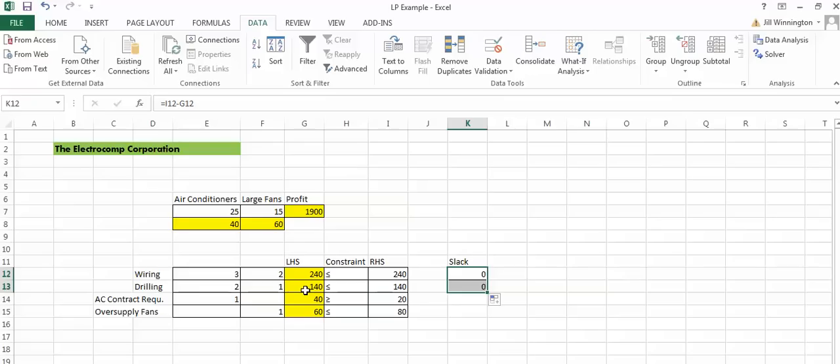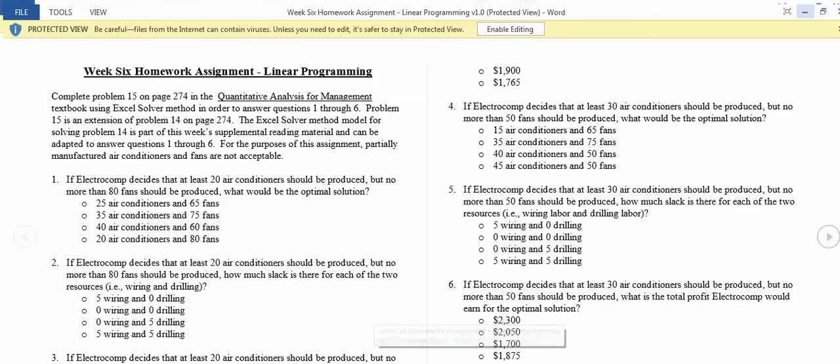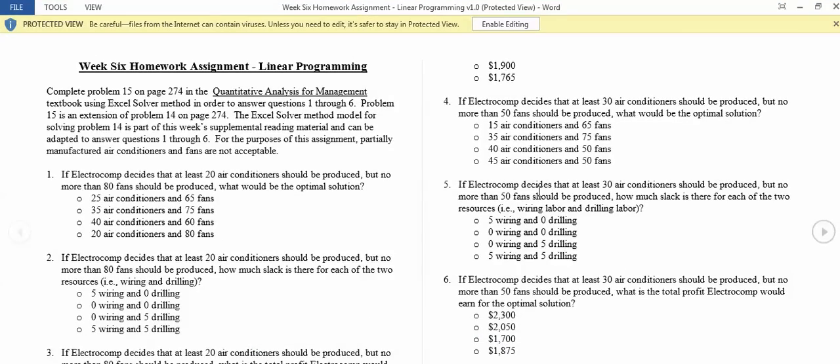So this video shows you what to do for the first 3 there, but we have a second part of this particular problem, and it says, what if they decide that they need 30 air conditioners? 30 air conditioners. So what would you do with that?